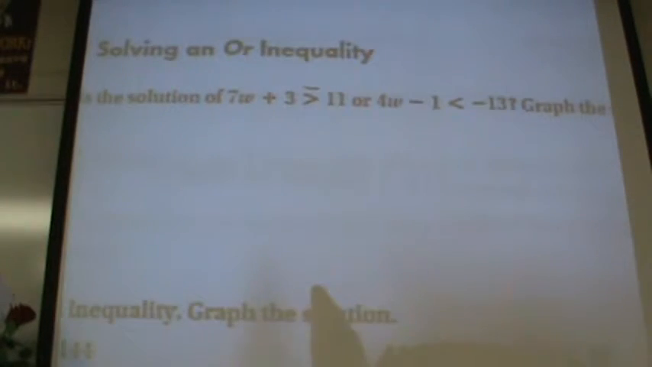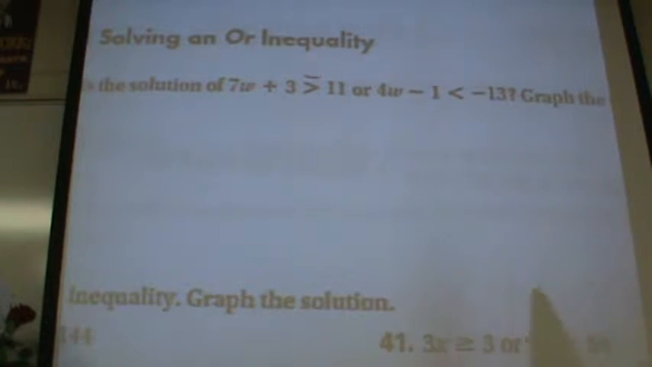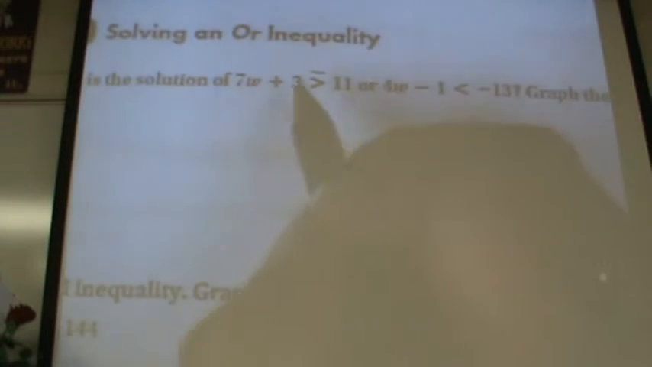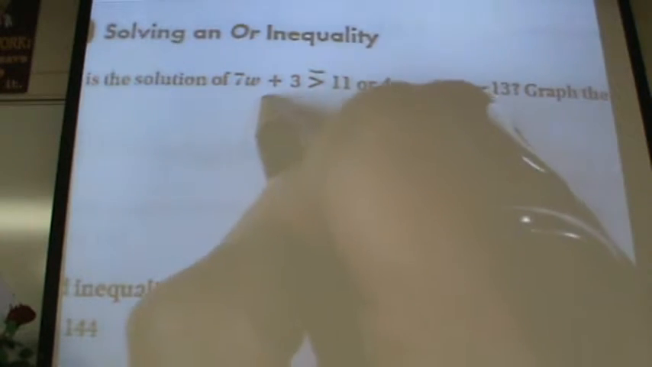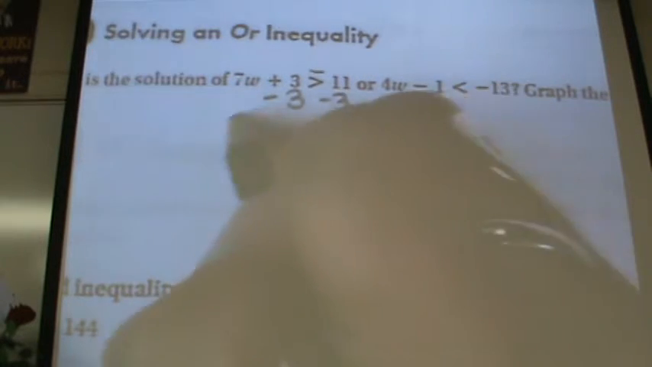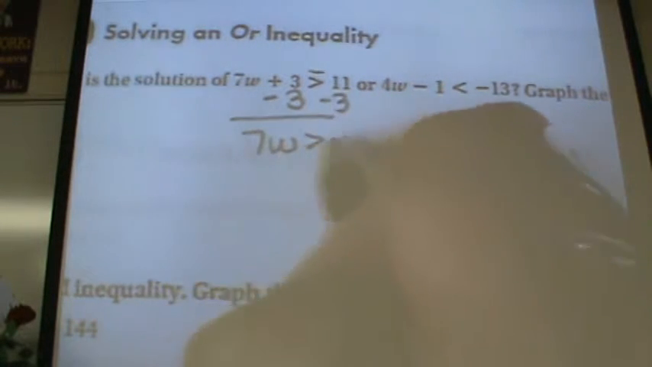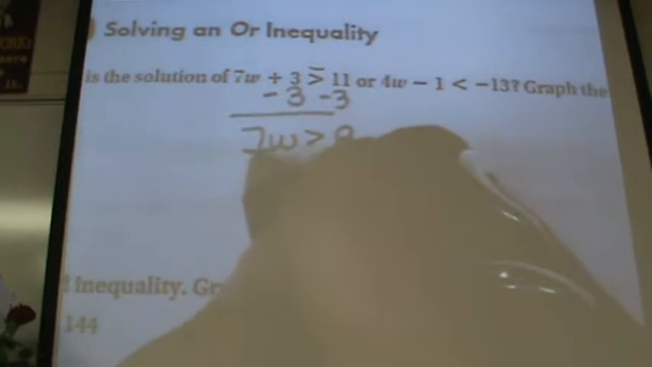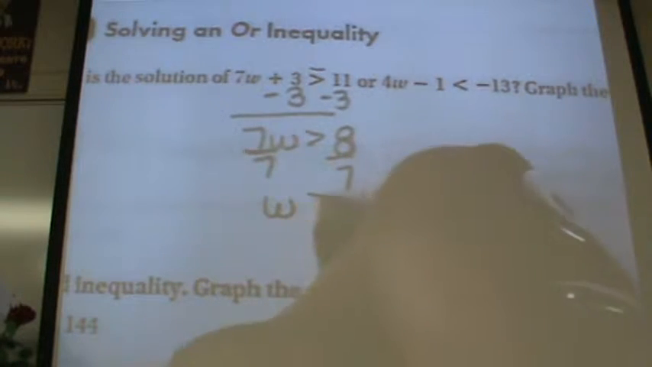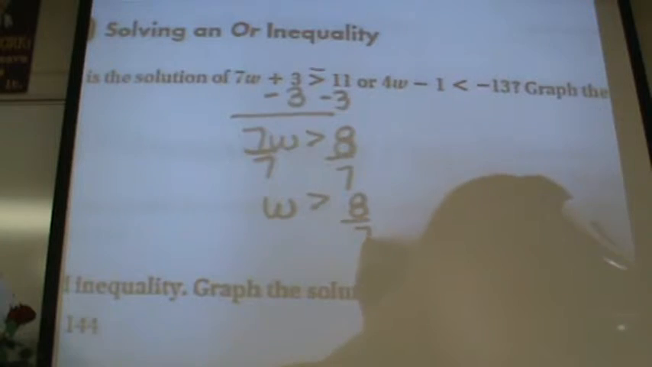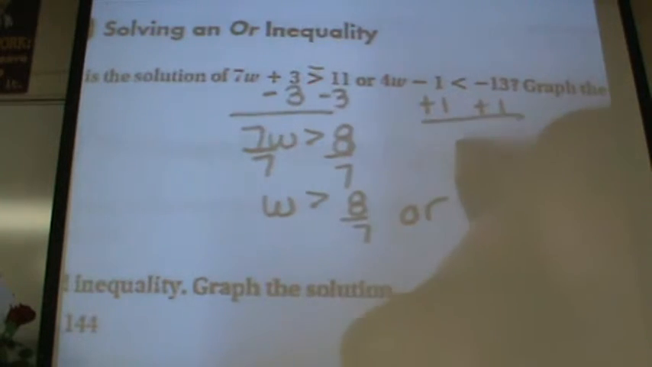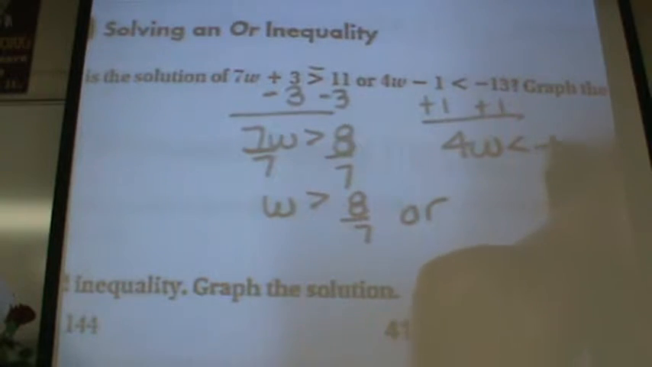An or is just, you put them both on the same number line, and if it's on there, it's a solution. So what do you do in this problem? You do them separately. So 7W is greater than 8. Divide by 7. W is greater than 8/7. Now the other side, you're going to add 1. 4W is less than -12.